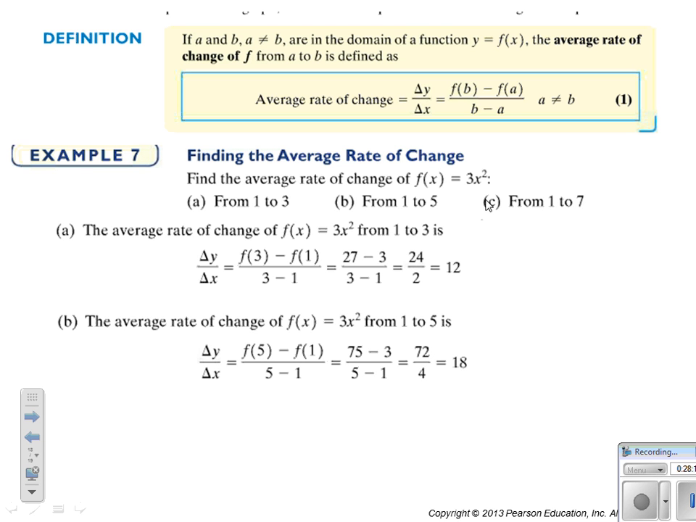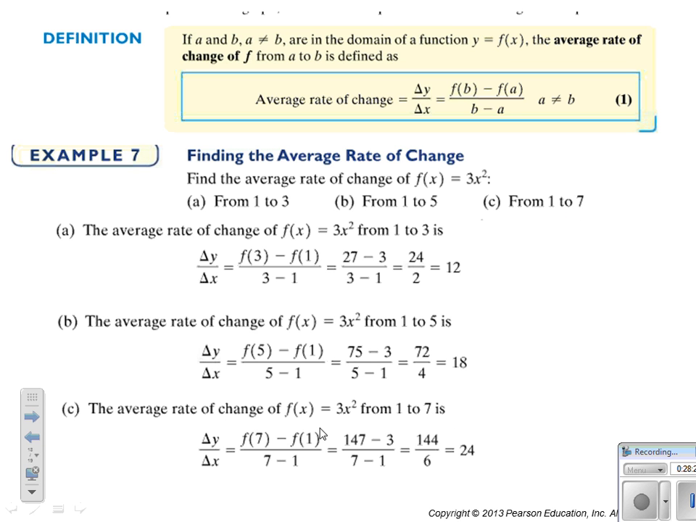We're going to do this one more time from a equals 1 to b equals 7. And remember, f of 1 was 3, f of 7. 7 squared is 49 times 3 is 147. And then you got 7 minus 1 on the bottom. We get 144 divided by 6, which is 24. So the average rate of change, as long as a and b are numbers, will be a number.